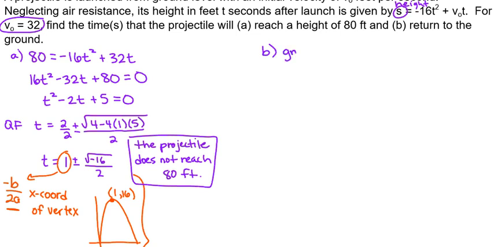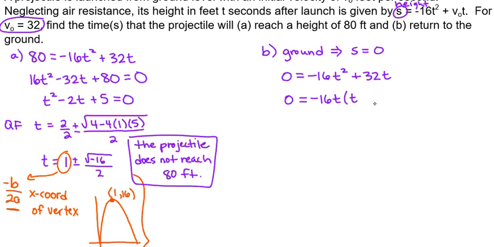Well, when you see the word ground, you want to think of that as being a height of 0. So s, the height, is 0. Put that into the equation and put the 32 in for v naught, and we're solving for t. For this particular equation, because both terms have a greatest common factor of 16 and t, we can factor that out, or we can factor out negative 16t from both terms. If you factor negative 16t out of the first term, you're left with t. And if you factor it out of the second term, you're left with minus 2.